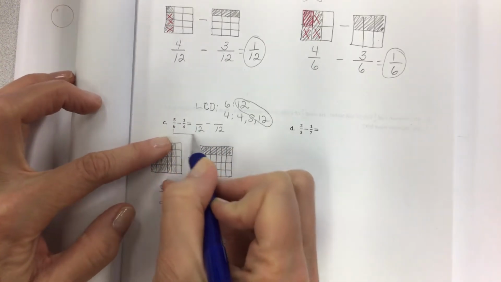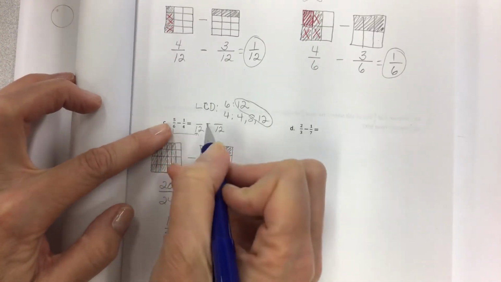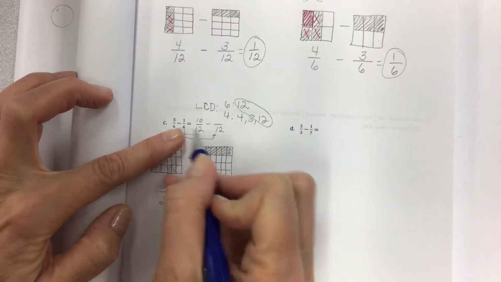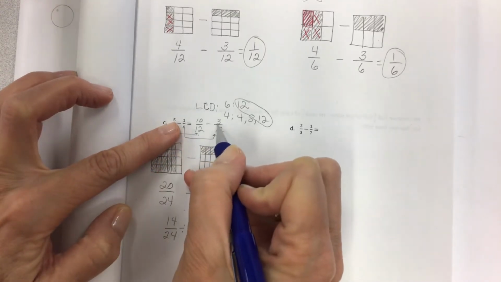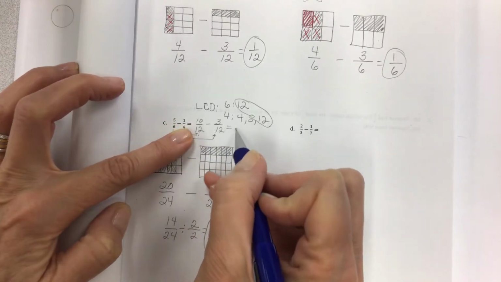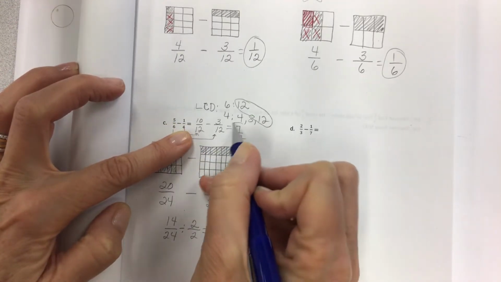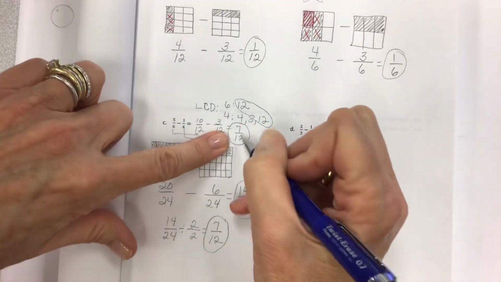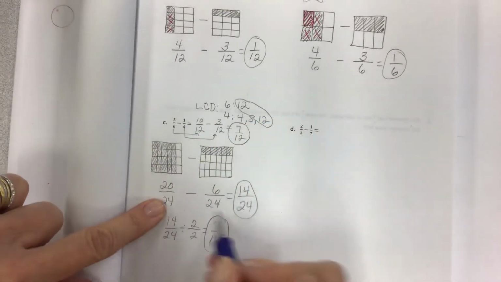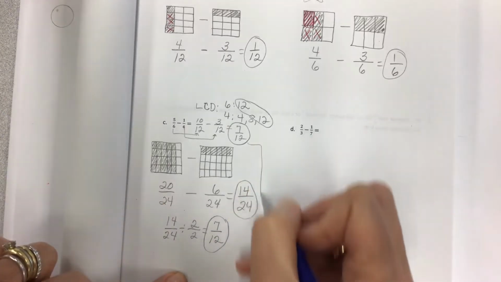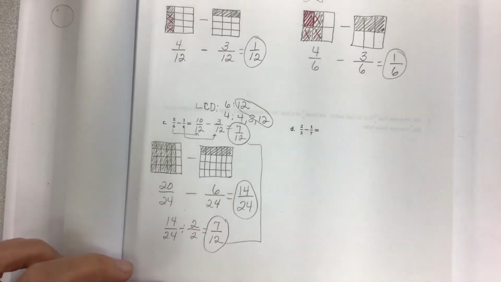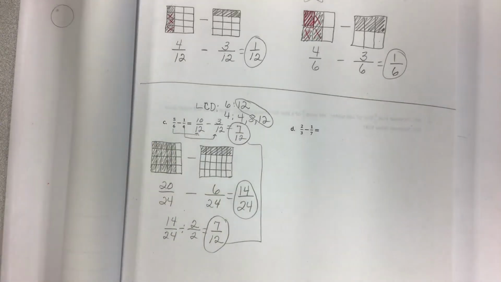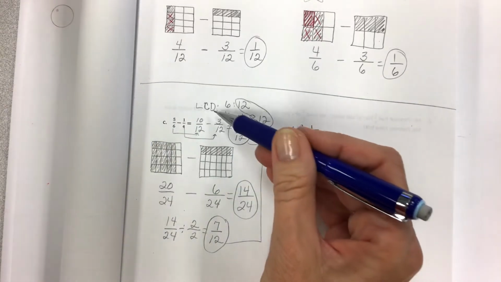And how do I get from 6 to 12? I multiply by 2. So 5 times 2 is 10. And how do I get from 4 to 12? I multiply by 3. So 3 times 1 is 3. And when you have 10 minus 3, you get 7/12. And bam, I just did this whole math problem in a simpler way than to have all these pieces. And I still got the right answer, same answer as before. So anyway, that is how to find a lower common denominator.